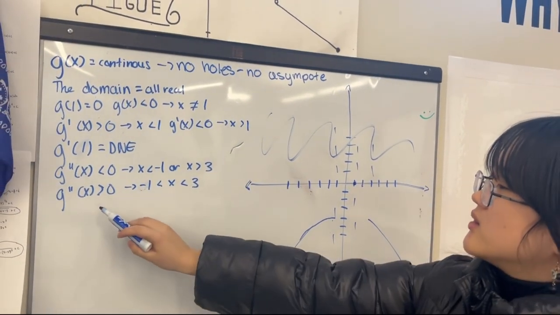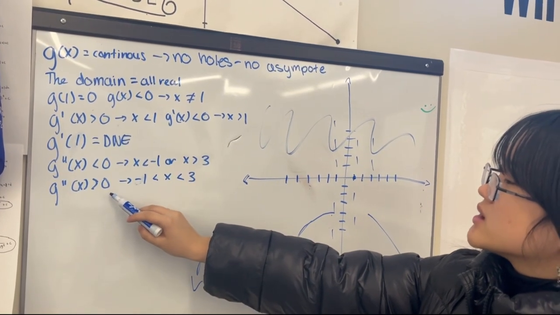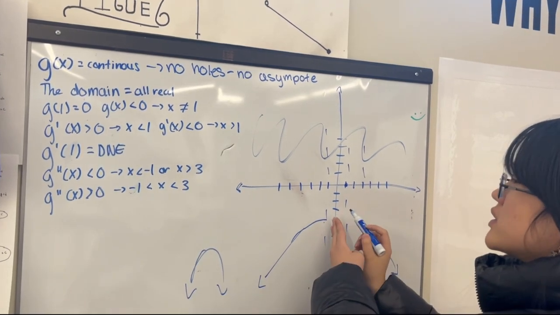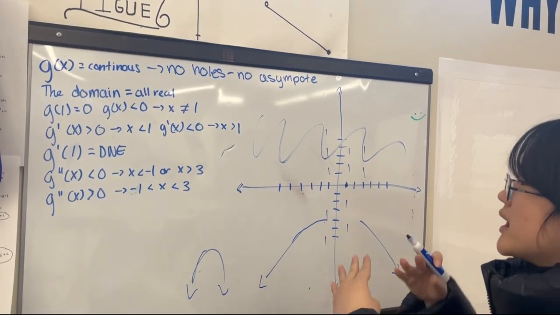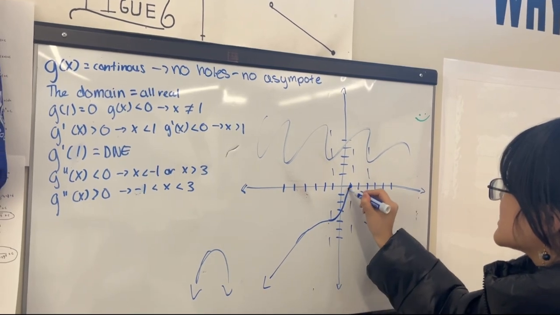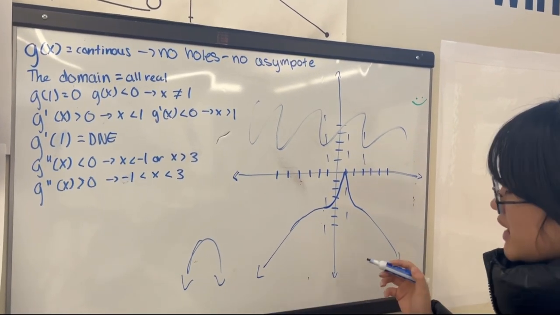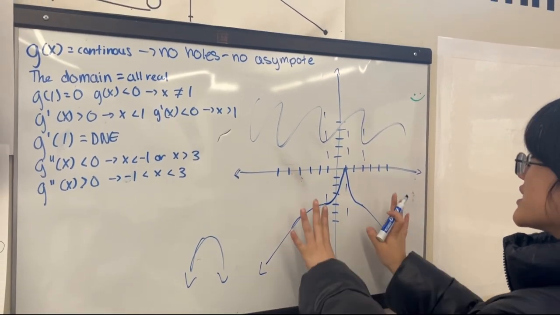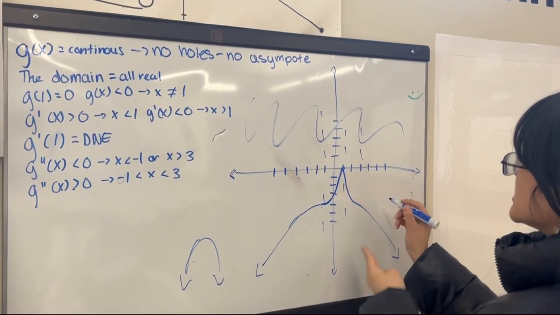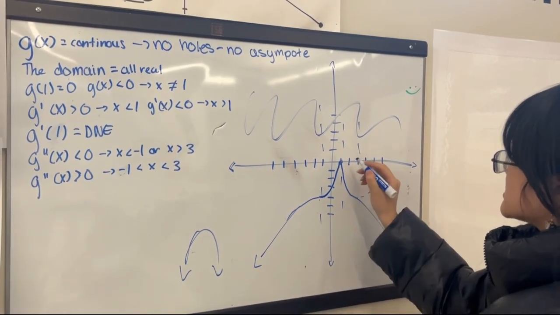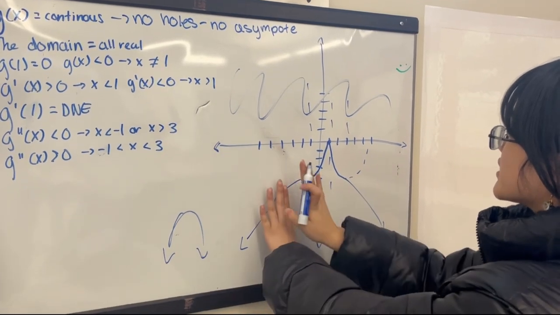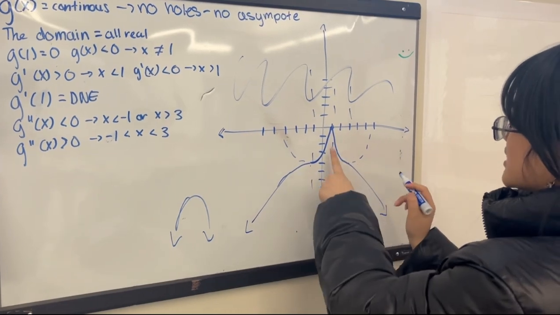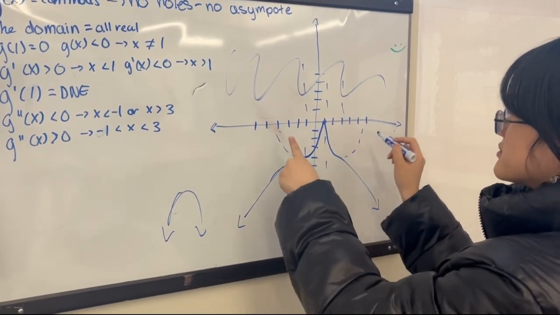And then g double prime is greater than 0 in the interval from -1 to 3. So here the movement looks like this. To make better sense of this, you can ignore these parts, and if you continue this, it would look like that, which is concave up. The same thing over here: if you ignore this and continue it, this is concave up, and so that's why it's drawn like this. It's just half of the thing.